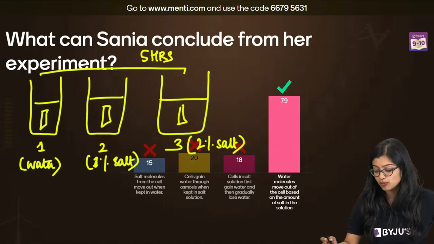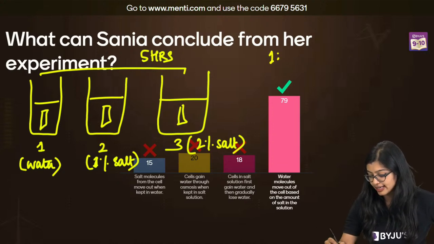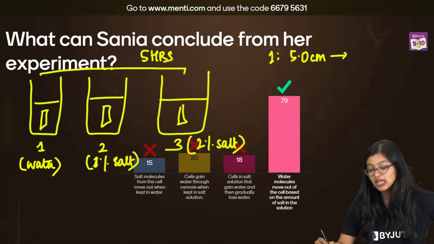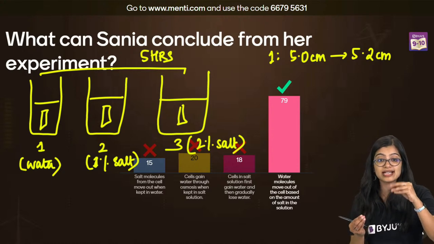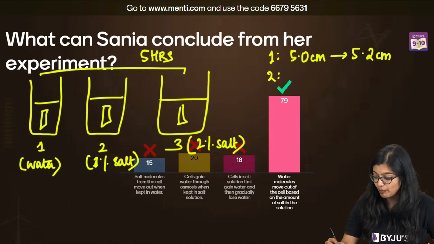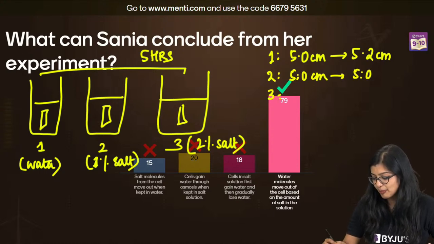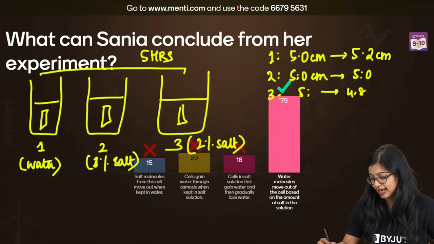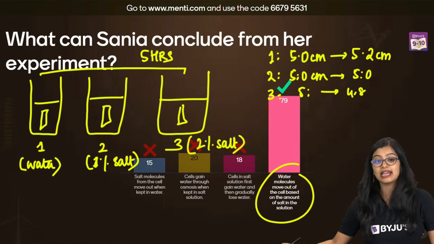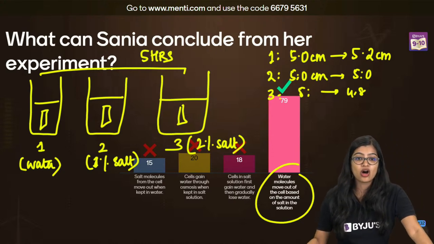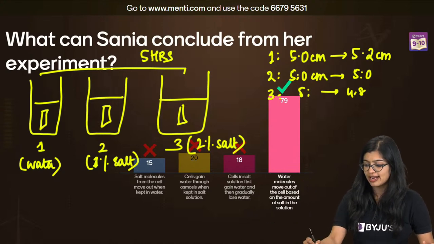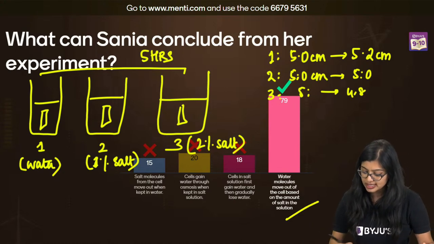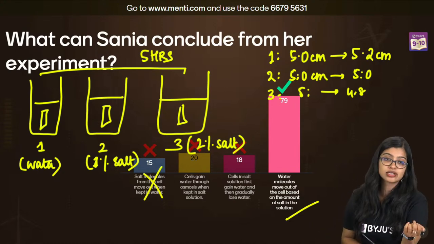Now after this, what do they observe? They saw that in beaker 1, the 5 centimeter potato had become longer and became 5.2 centimeters. So that means that it has elongated. While on the other hand, in beaker 2 the 5 centimeters remained more or less 5, right? And in beaker 3, 5 became maybe 4.8. Now why is all this happening? Because at the end of the day, there is osmosis. And in osmosis, what happens? We see that there is movement of water molecules, not salt molecules.